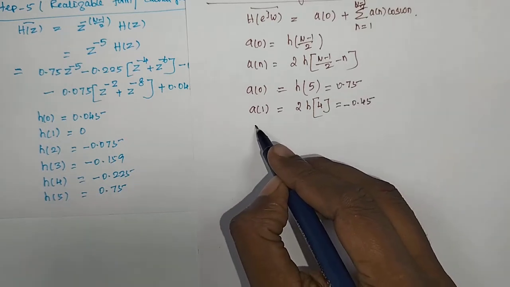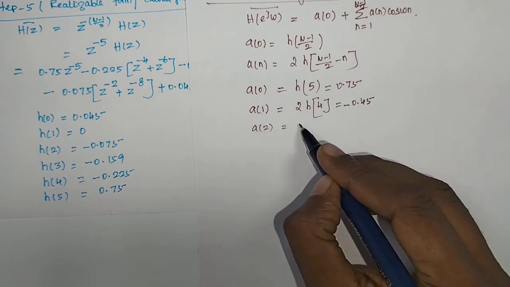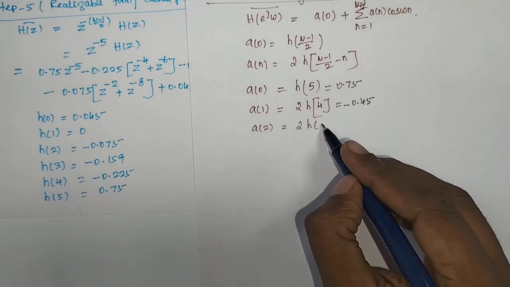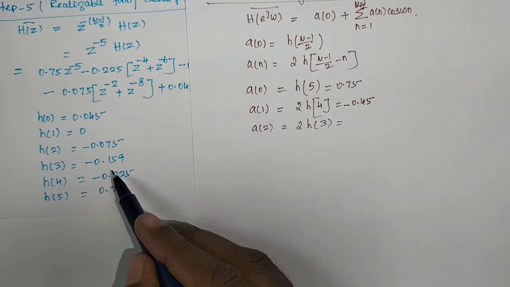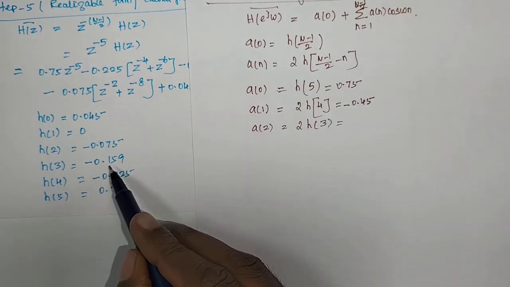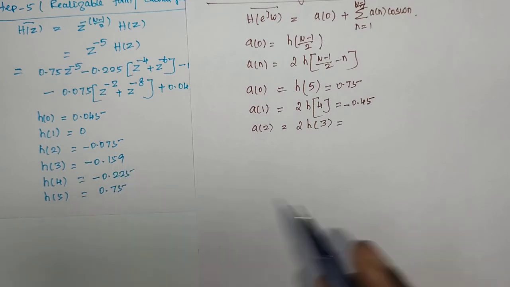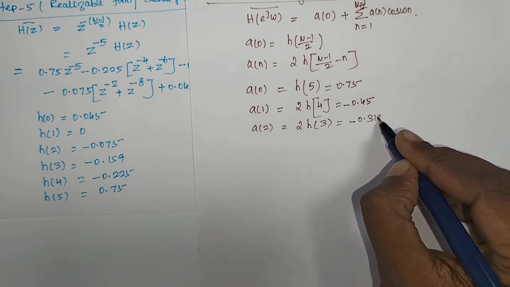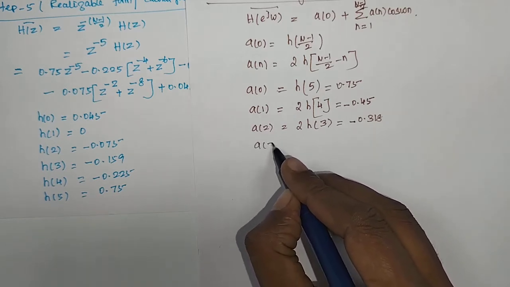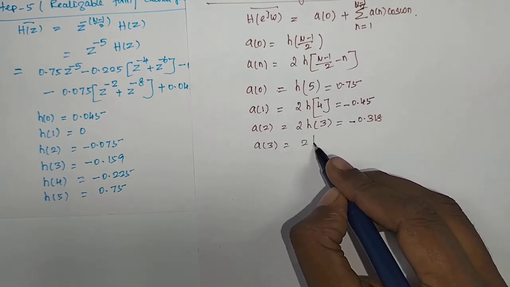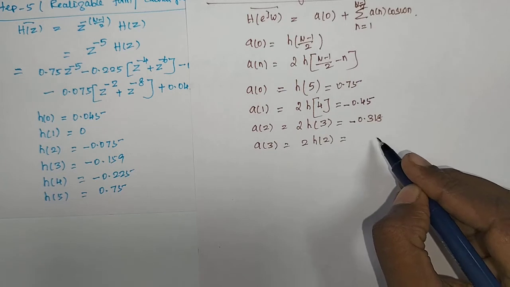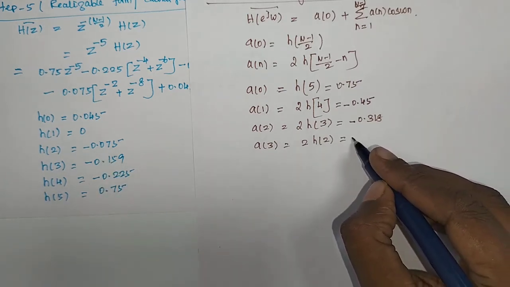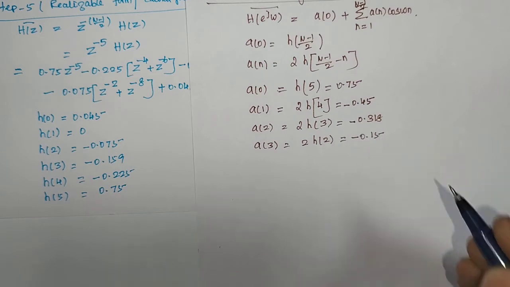0.45. A of 2 is equal to 2 into h of 3, that is 5 minus 2, 3. 2 into h of 3, 2 into 0.159, that is minus 0.318. A of 3 is equal to 2 into h of 2, and the value of h of 2 is equal to 0.075. This value is equal to minus 0.15.